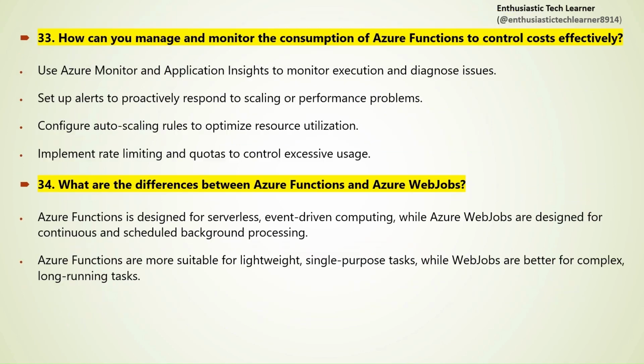How can you manage and monitor the consumption of Azure Functions to control costs effectively? Use Azure Monitor and Application Insights to monitor execution and diagnose issues. Set up alerts to proactively respond to scaling or performance problems. Configure auto-scaling rules to optimize resource utilization. Implement rate limiting and quotas to control excessive usage.